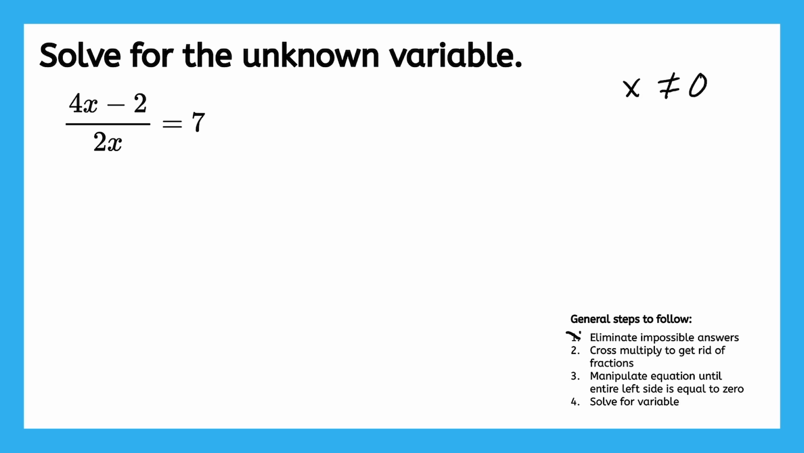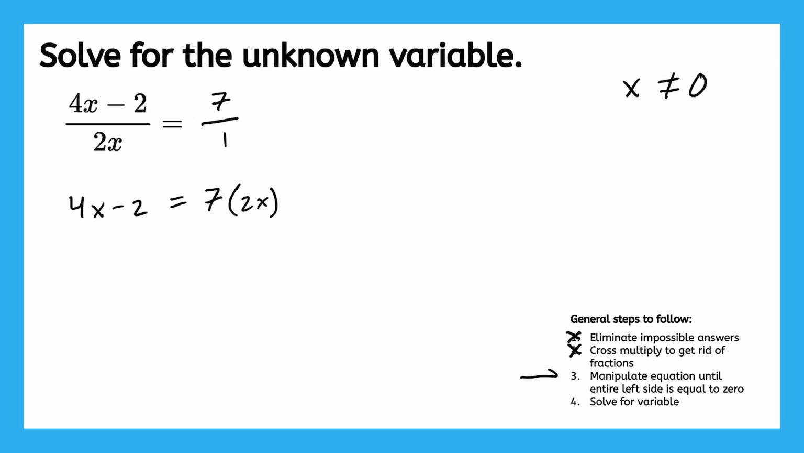Step 1 is finished. Now number 2 says cross multiply to get rid of fractions. In order to have a fraction both on the left and the right, I'm going to rewrite 7 as 7 over 1. Now we're going to say this numerator times this denominator equals this numerator times this denominator. We just cross multiplied to get rid of the fractions, so we can cross off this second step.